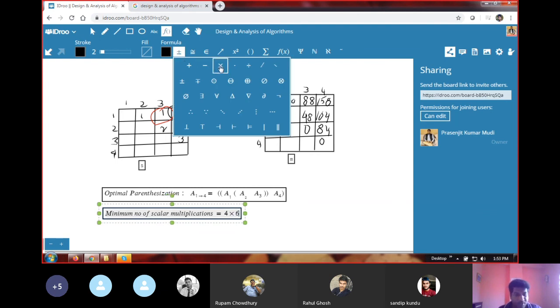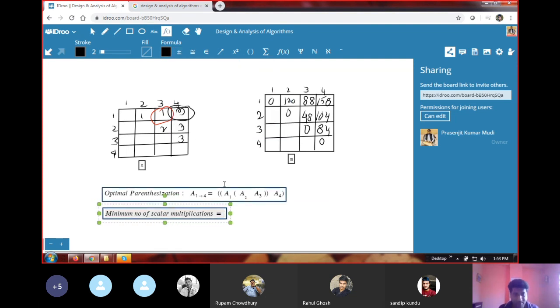Then A3 dimension was 6 cross 2, so multiplied by 2. So this is the number of scalar multiplications for the product A2 A3. Let me write in this manner, you will understand better.